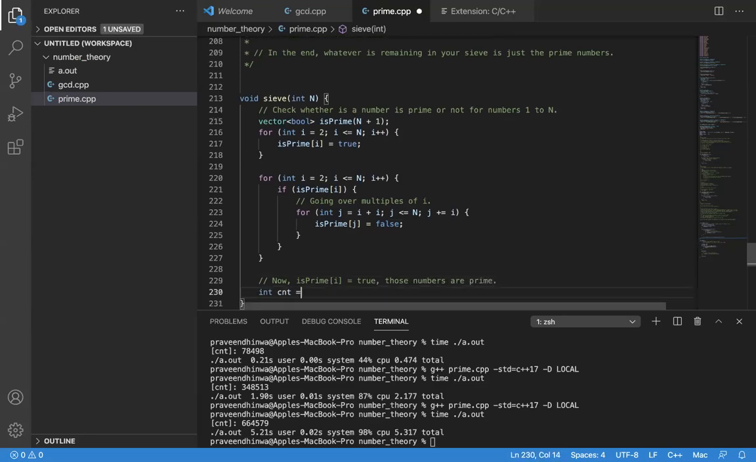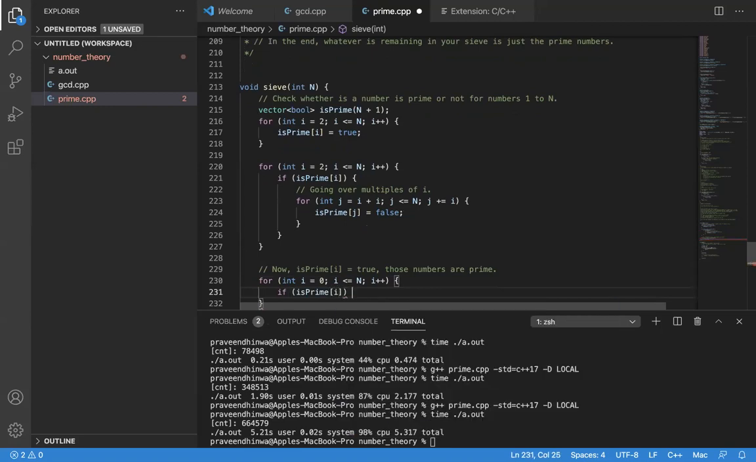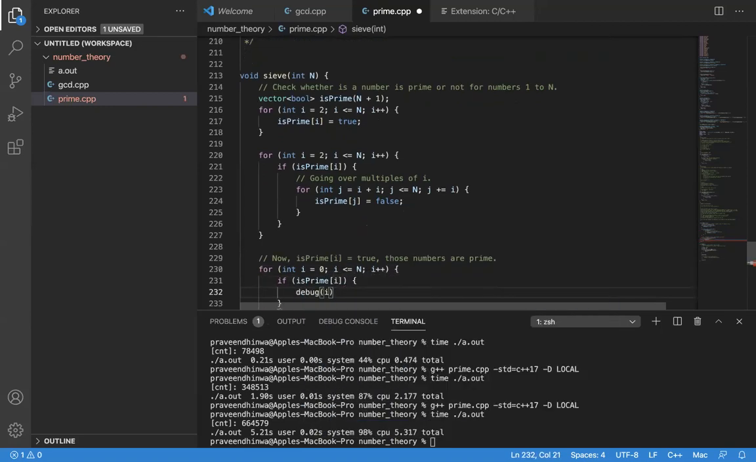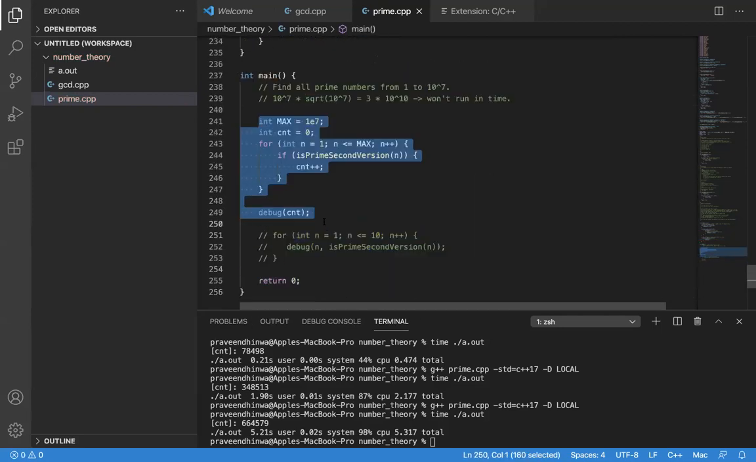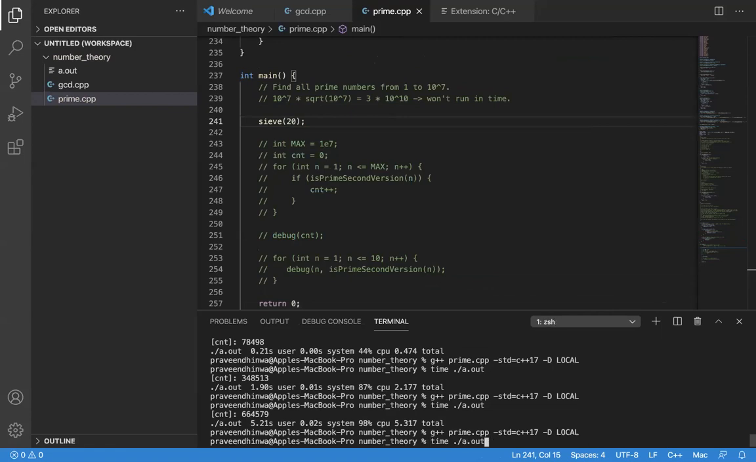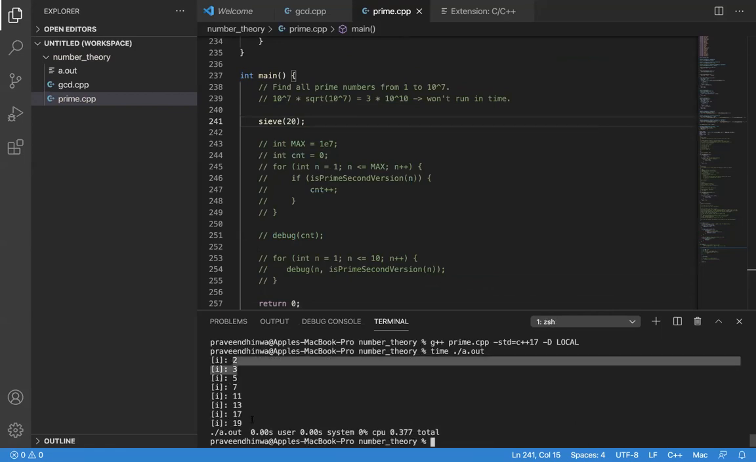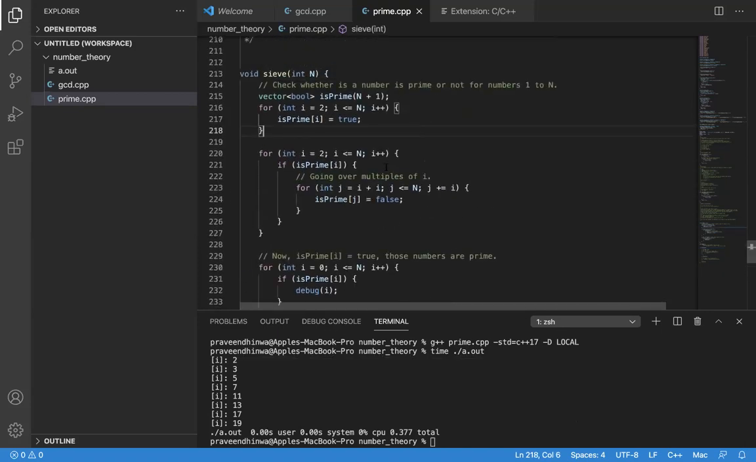So for example, if I have to count, let's try this. Let me just print all the numbers less than or equal to n, i plus plus. If is_prime of i is true, let's say debug i, I will output those numbers. So let's try sieve for, let's say, 20 numbers and see what happens. So you can see 2, 3, 5, 7, these numbers are here. So let's see in individual steps what is happening.